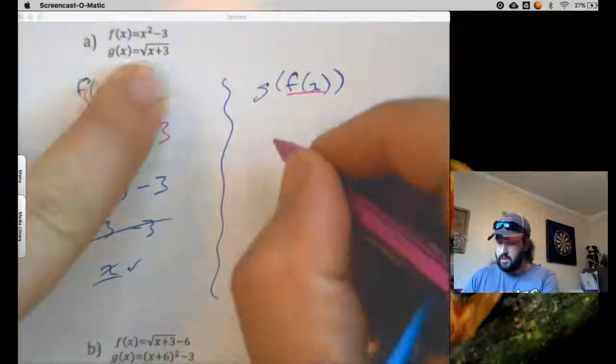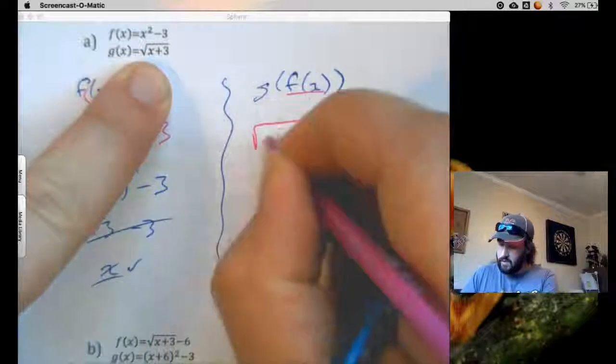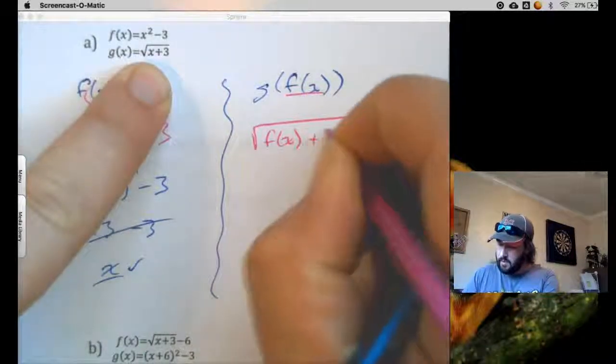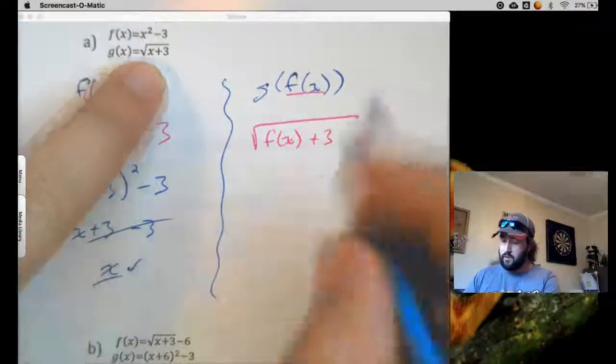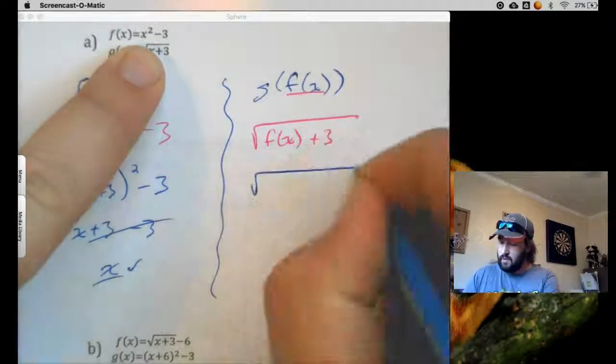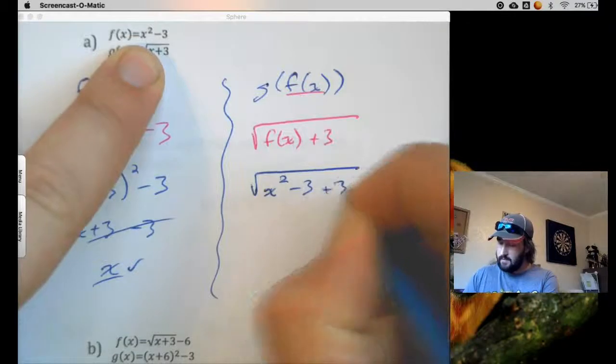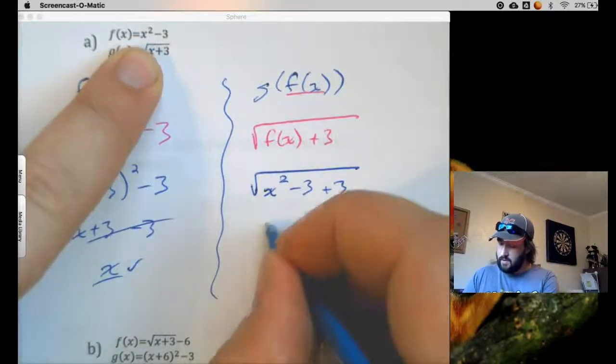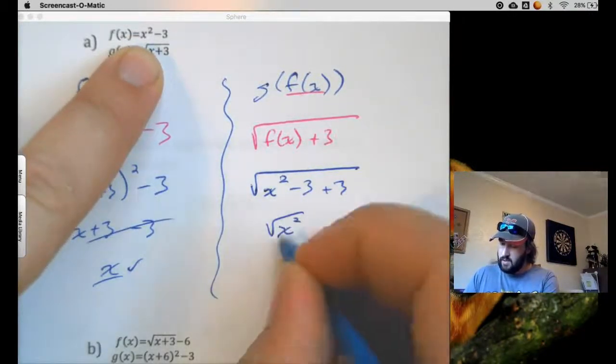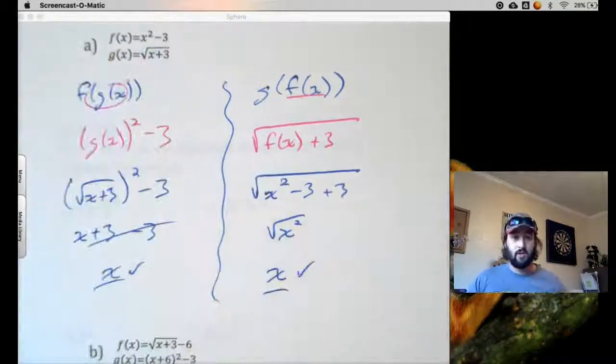So go to g, substitute f of x, so the square root of f of x plus 3. Now I can put in what I know f of x to be, so the square root of x squared minus 3 plus 3. Negative 3 plus 3 is 0, so I'm left with square root of x squared, which is just x. That's good in that direction as well.